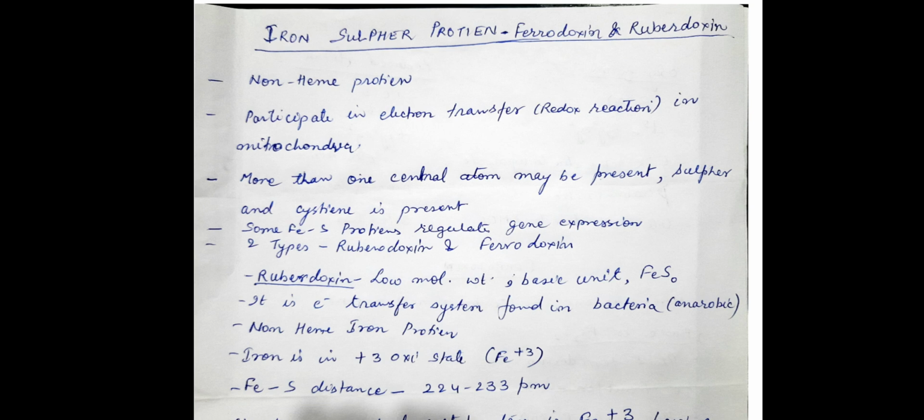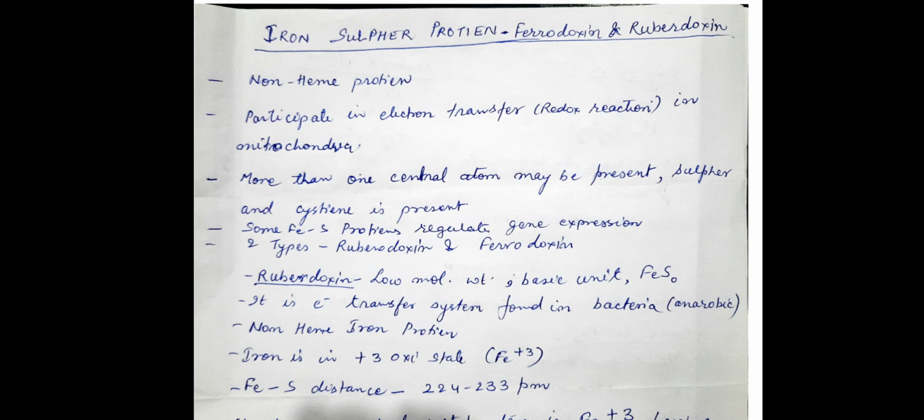First we take rubredoxin. It has low molecular weight and the basic unit of this protein is FeS0. What is the meaning of S0? I will tell you later when I tell you about the structure. It is an electron transfer system found in bacteria. Those bacteria are anaerobic bacteria. It is also called non-heme iron protein, NHIP. Next, iron is in the +3 oxidation state. Iron is found in the +3 oxidation state in rubredoxin.